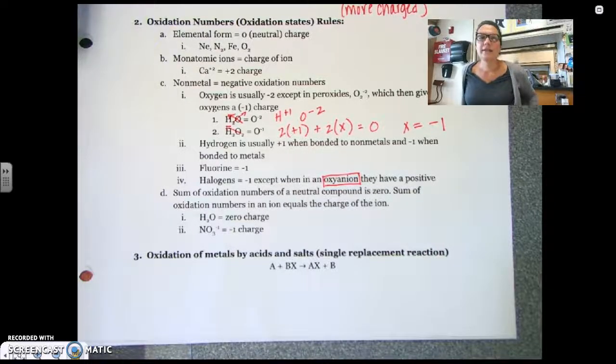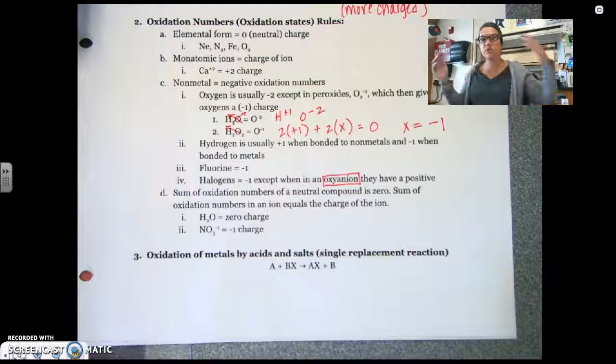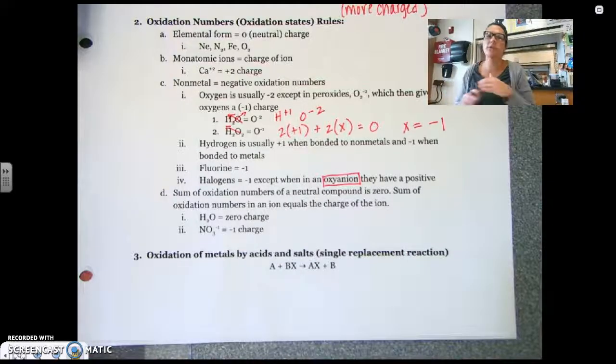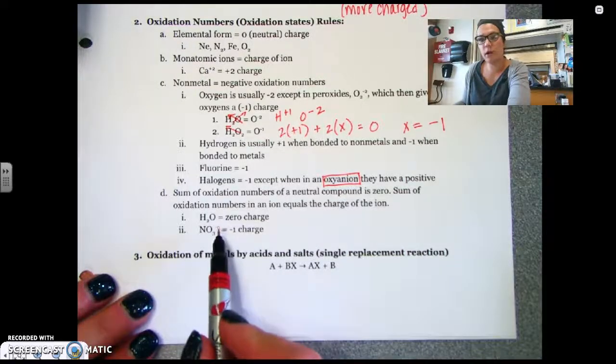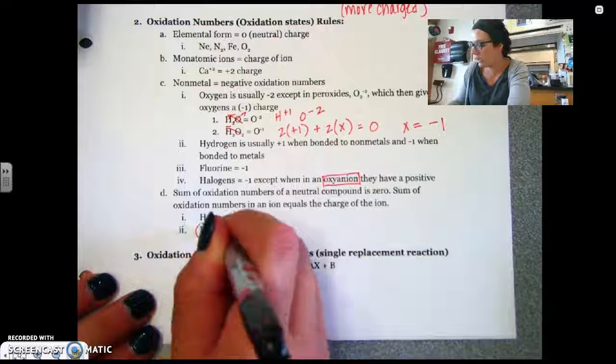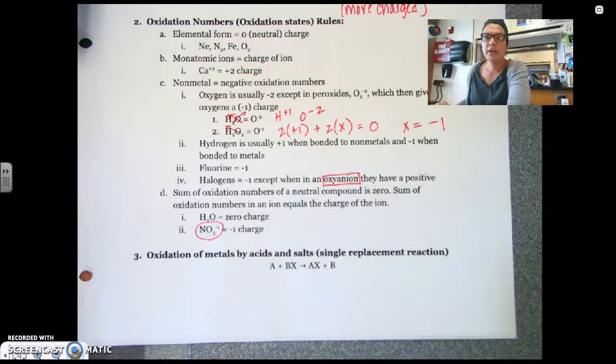Then the sum of the oxidation numbers of a neutral compound is going to be 0, and the sum of the oxidation numbers of an ion is going to equal the charge of that ion. So for example, H2O has no charge on the overall compound, so its overall charge is 0. Where the nitrate ion, NO3-, this overall ion is going to have a charge of -1. We'll look at examples, so this will be very clear when we do those.